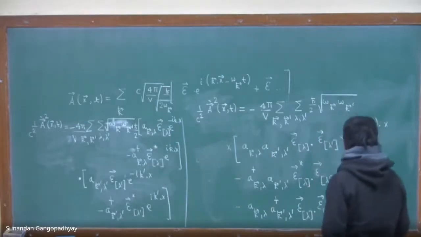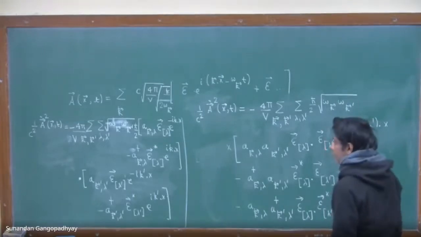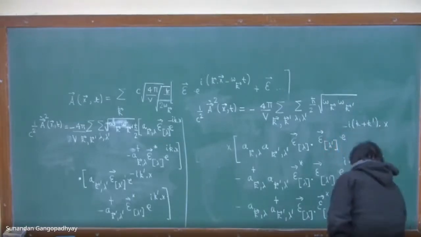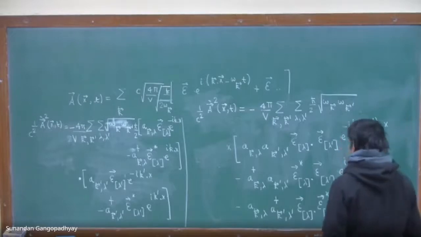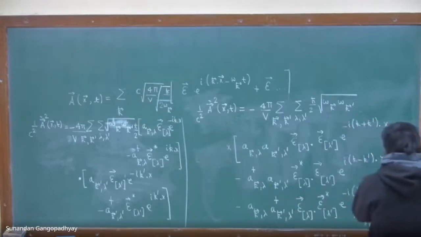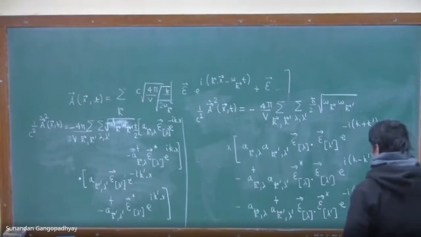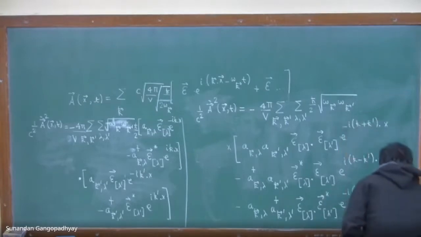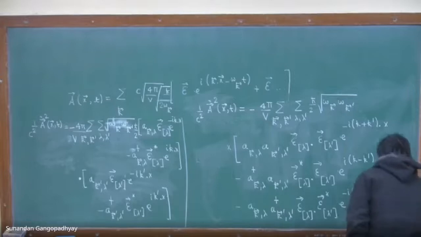So the last term will be plus a dagger k lambda a dagger k prime lambda prime, epsilon star lambda dot epsilon star lambda prime. And then e to the power of this into e to the power of i k plus k prime dot x. So that is all that we have.